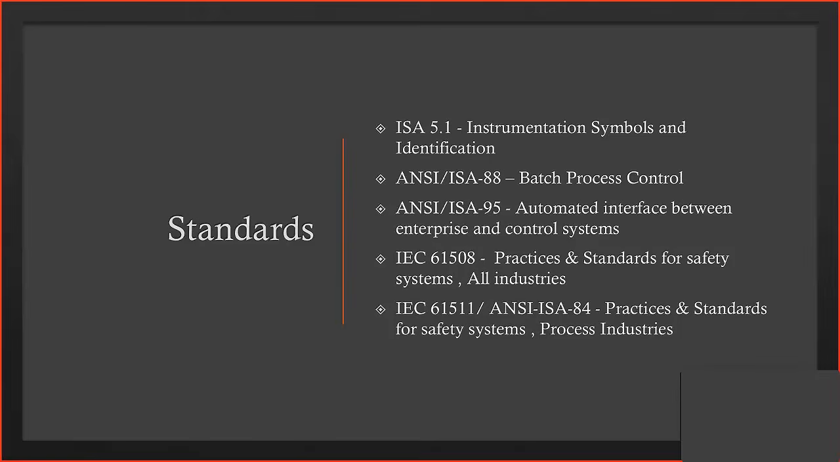Then there comes ANSI and ISA combined standard 88, which is basically for batch process control in the industry. Another important standard is ANSI and ISA 95, which is for the automated interface between the enterprise layer and control systems. We will study the layers in the next slides. What ISA 95 basically does is give you methods for how to make a bridge between enterprise and control system, some standard practices for that.